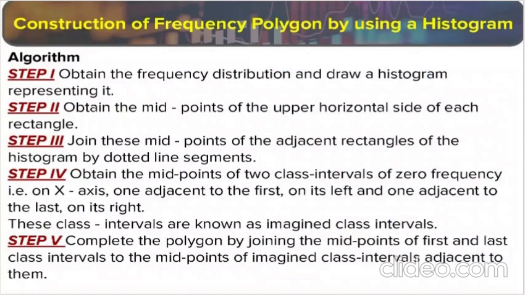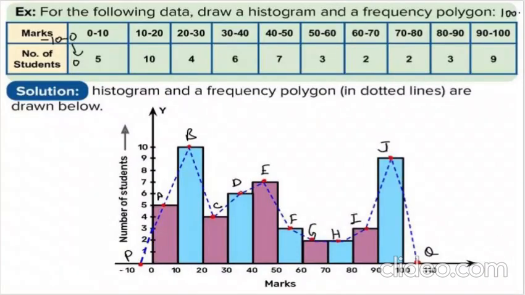एक हिस्टोग्राम ड्रॉ कर लें. Let us see with the example side by side. ठीक है, now look over here. ये आपको डेटा दिया गया, करेक्ट? This is the data given to you, correct? 0 to 10, 10 to 20, 20 to 30, 30 to 40, that frequency is given.